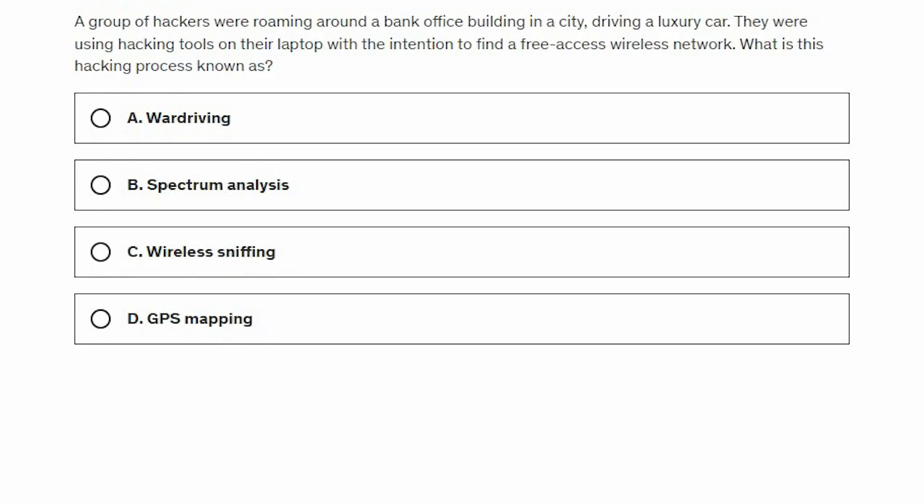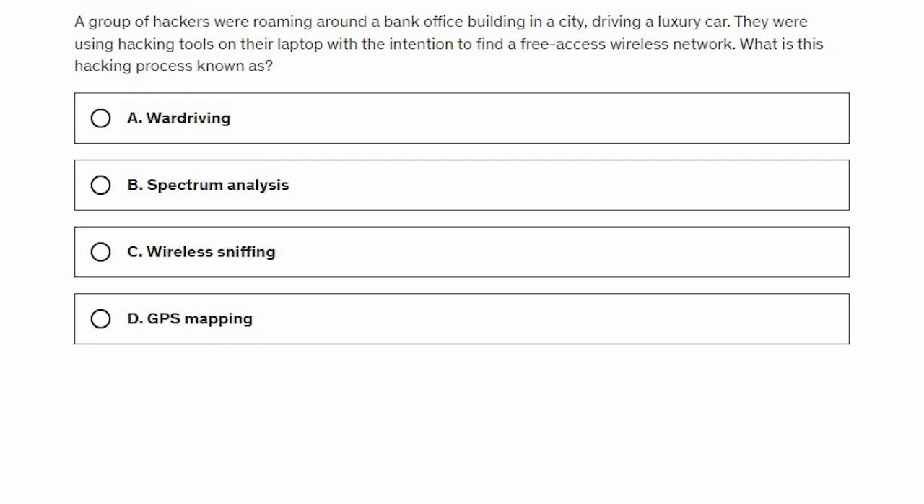Question number 3. A group of hackers were roaming around a bank office building in a city, driving a luxury car. They were using hacking tools on the laptop with the intention to find a free access wireless network. What is the hacking process known as?